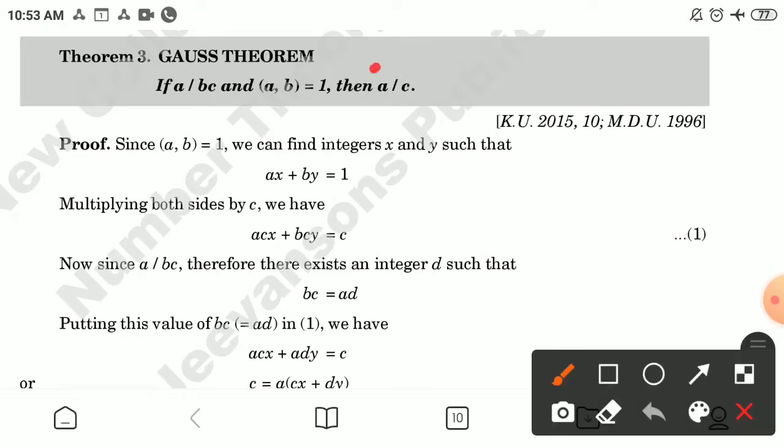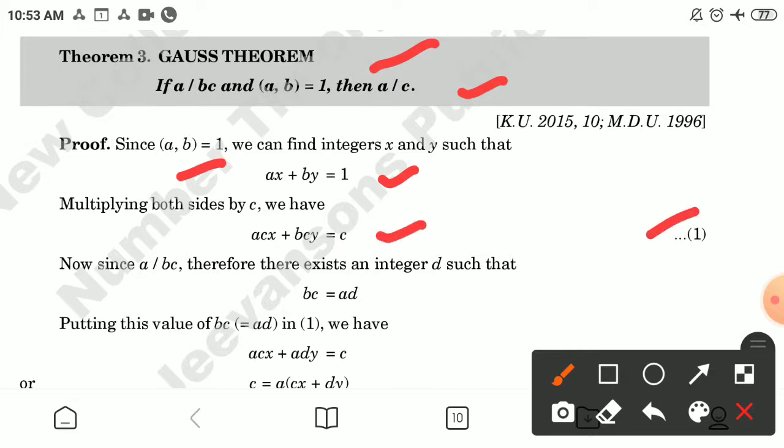Next theorem, Gauss theorem: if a divides bc and the greatest common divisor of a and b equals 1, then a divides c also. Now the proof. Since the greatest common divisor of a and b equals 1, we can find integers x and y such that ax + by = 1. Multiplying both sides by c, we have acx + bcy = c, marking this as number 1.